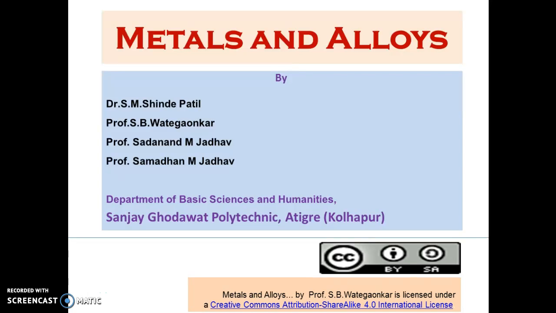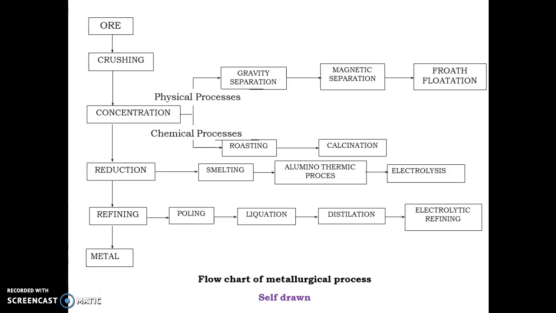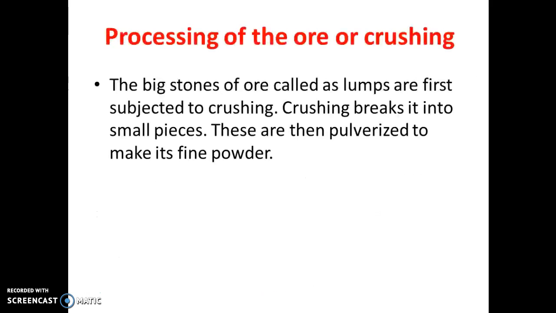Last lecture we learned some basic concepts regarding metals and alloys. Also we learned the characteristics of metals, and the terms minerals and ores. Now in this lecture we'll discuss the detailed tree diagram of the metallurgical process. In that we'll learn how to get the metal from its ore. There are different processes like crushing, concentration, reduction, and refining. So we'll take them one by one in detail.